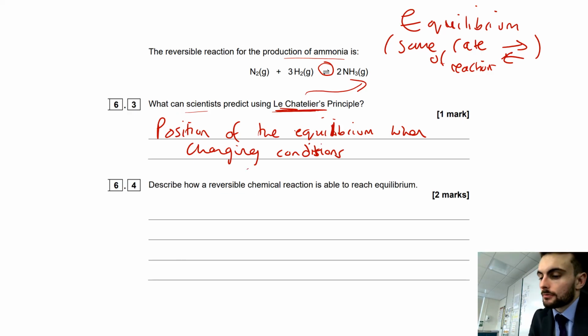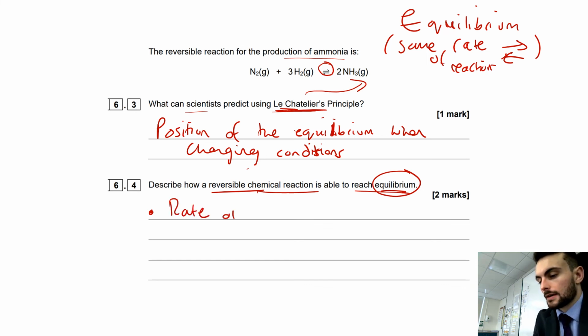Describe how a reversible chemical reaction is able to reach equilibrium. Well, if you remember, when we see the word equilibrium, that means that the forward rate of reaction and the reverse rate of the reaction are exactly the same. So the rate of reaction is the same forwards and backwards.